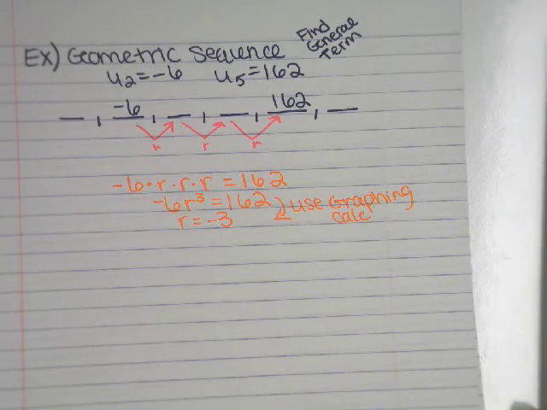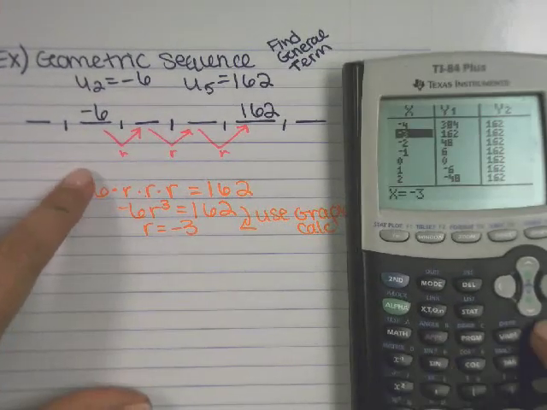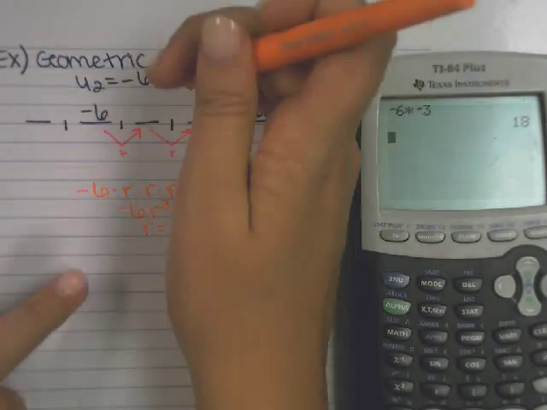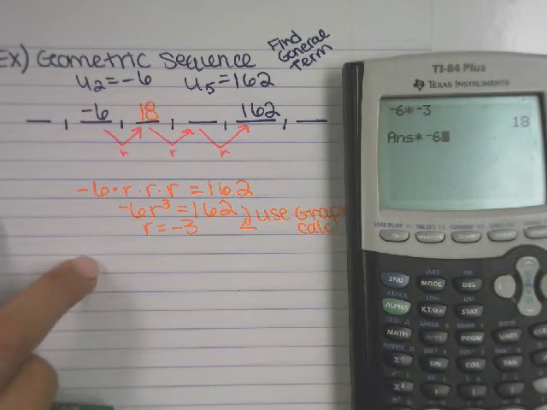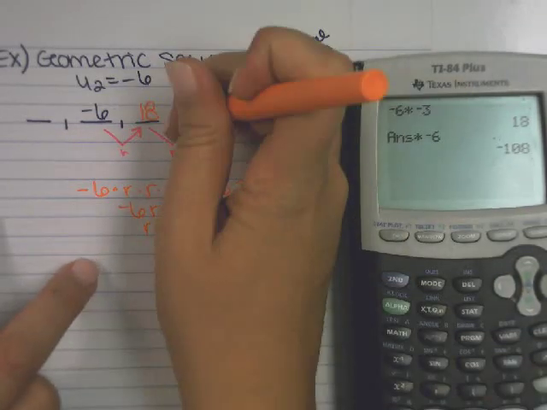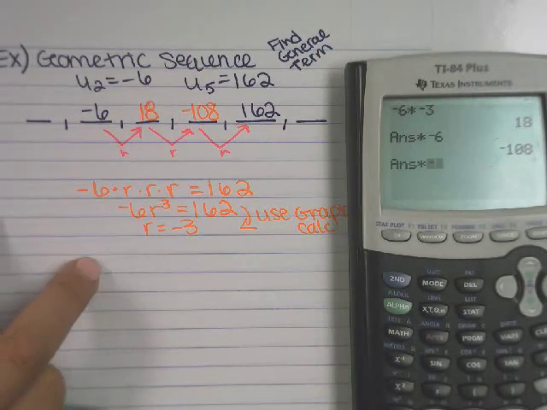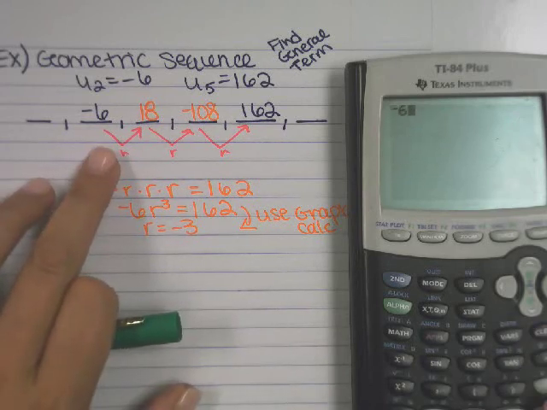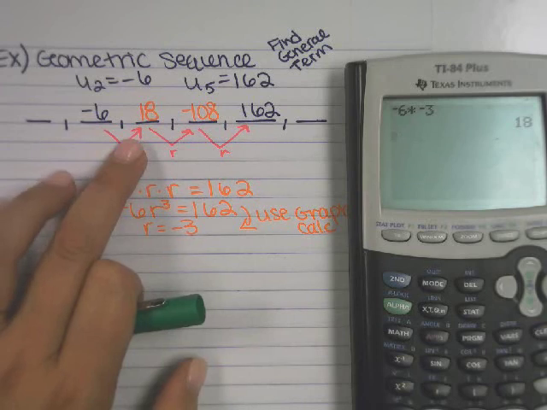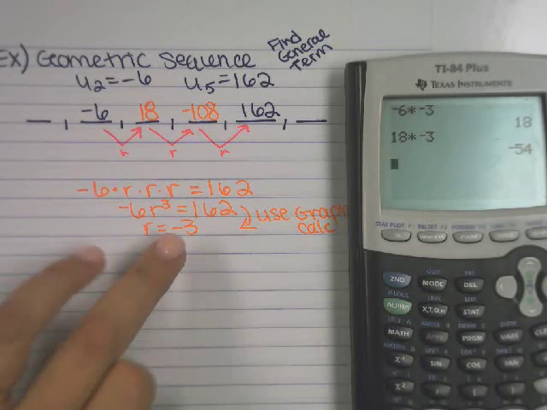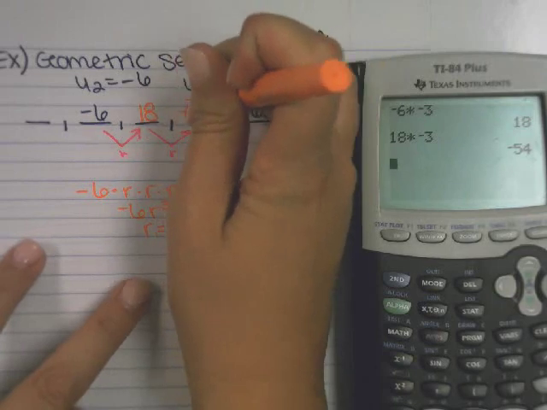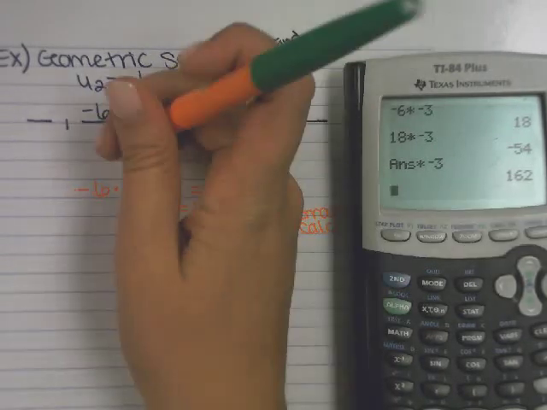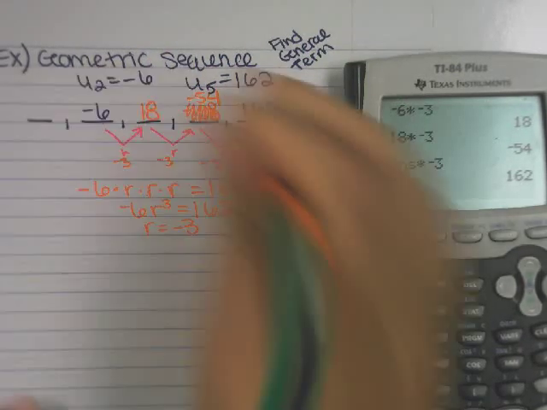And let's double check and see if that works. So up here, to get to my next term, -6 times -3 is 18. So I'll fill in these blanks. Why am I multiplying by -6? -3, I'm sorry. So -6 times -3 is 18. 18 times -3 is -54, times -3, 162. So that works. So a ratio of -3 does work to get from one to the other.